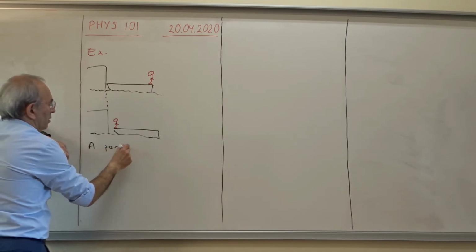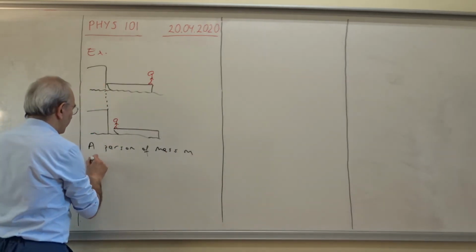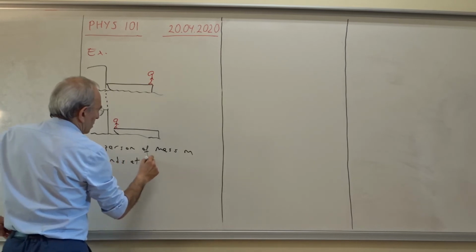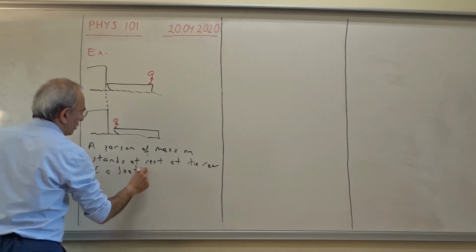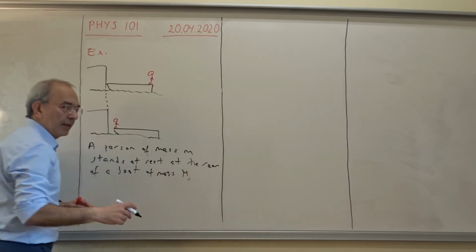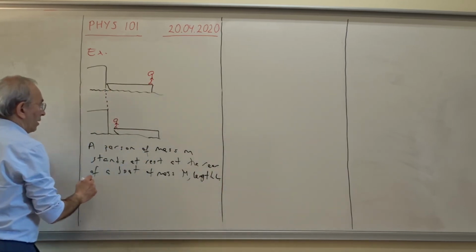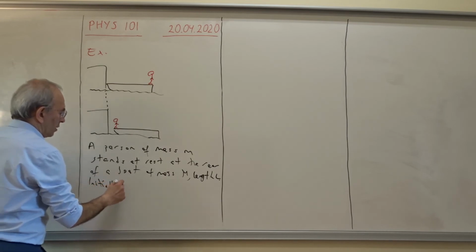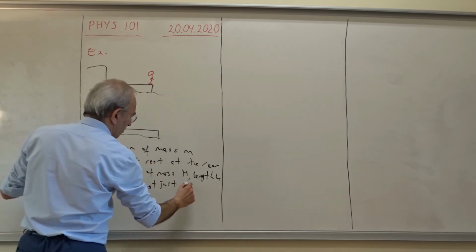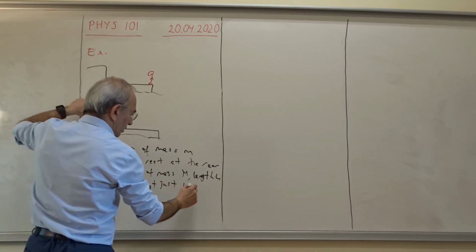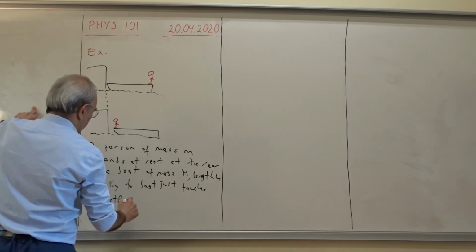A person of mass small m stands at rest at the rear of a boat of mass capital M, length capital L. Initially, the boat just touches the shore, the quay, for instance, here, the platform, just touches the platform at the shore.